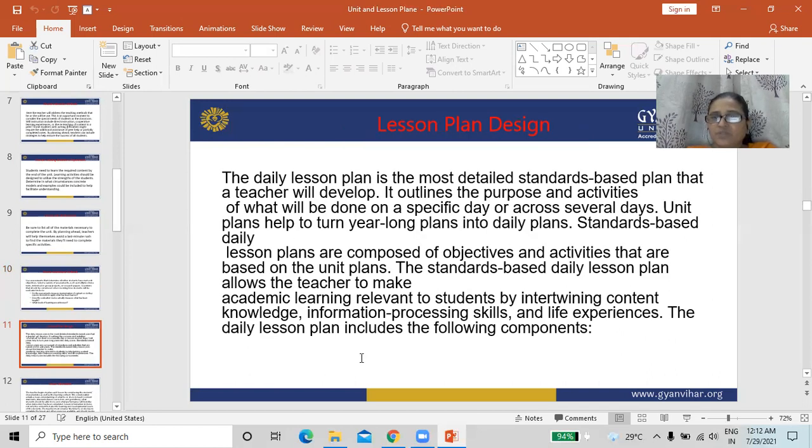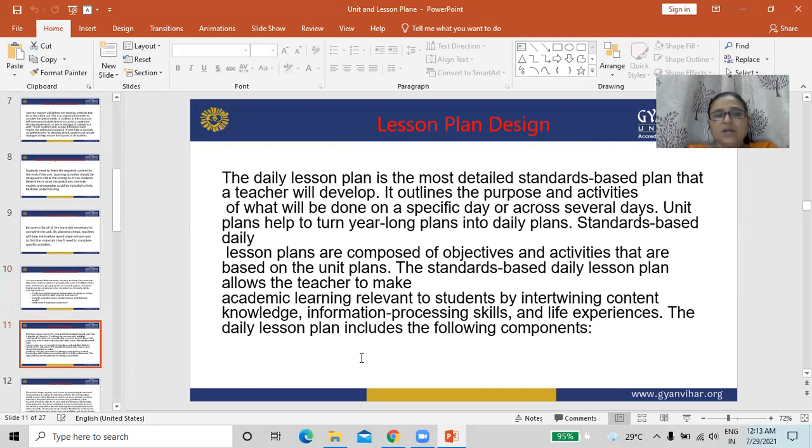Now, after the unit plan, we will know what is the lesson plan and what step include in lesson planning. Lesson plan design. The daily lesson plan is most detailed standard based plan that a teacher will develop. It outlines the purpose and activities of what will be done on specific day or across several days.